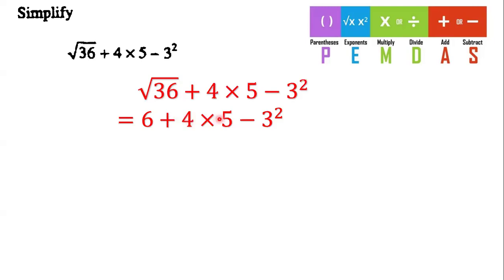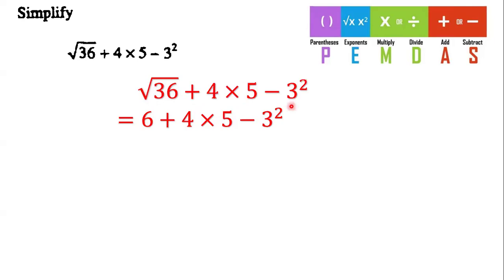We keep the 4 times 5. Then we subtract 3 squared. The only difference between this row and this row is that I took the square root of 36 and it gave me 6. All right, does that make sense? That's the first thing that I do.